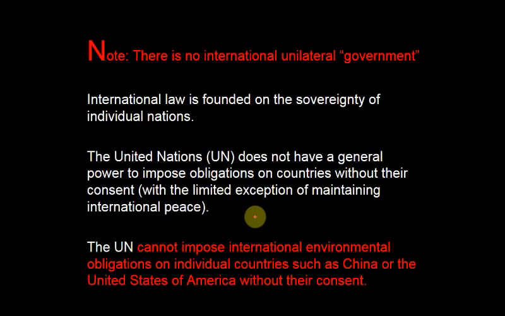So, okay, emphasise with the UN, there's no international unilateral government as such. International law is founded on the sovereignty of individual nations, and I'll talk more about sovereignty when we talk about whaling, but essentially, sovereignty, it's a bit of a nebulous concept, but it's essentially the recognition of the ability of a government to control a particular geographic area. So the Australian government has sovereignty over the country that we're in, Australia, and including this classroom.